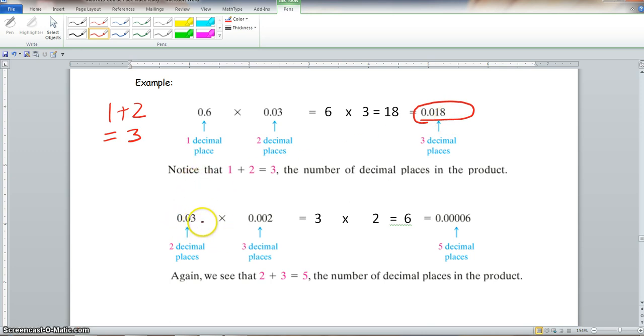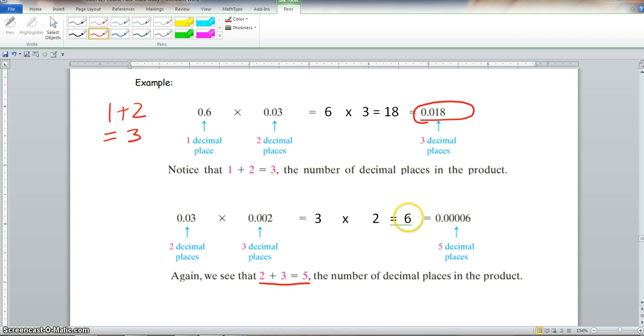We have 0.03 times 0.002. We drop the decimals here, and 0.03 would become 3. 0.002 will become 2, and 3 times 2 is 6. Now, if you see here, we have 2 digits behind the decimal place, and then here we have 3 digits behind the decimal place, or 3 decimal places. So that means that we will add 2 plus 3, and that would give us 5. So we must have 5 digits behind the decimal.